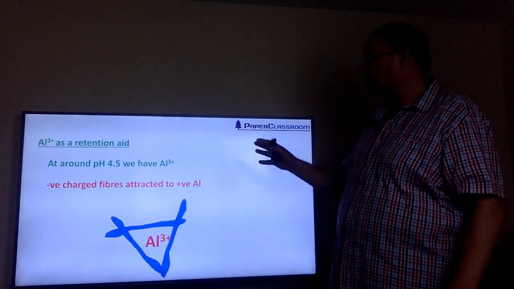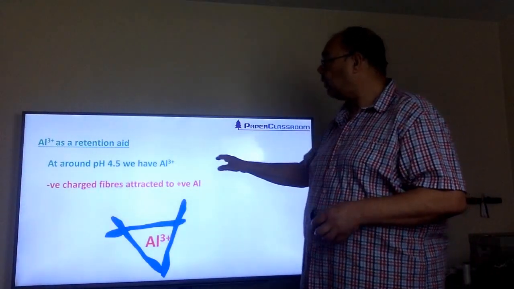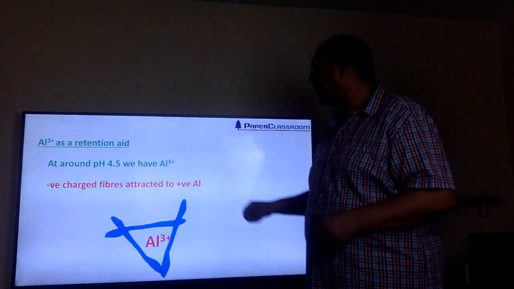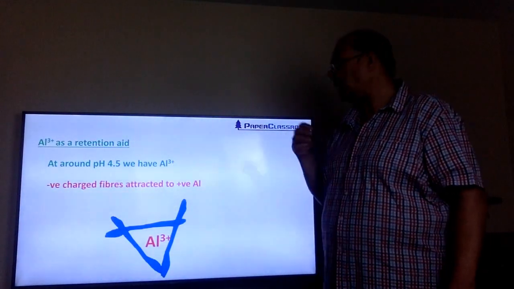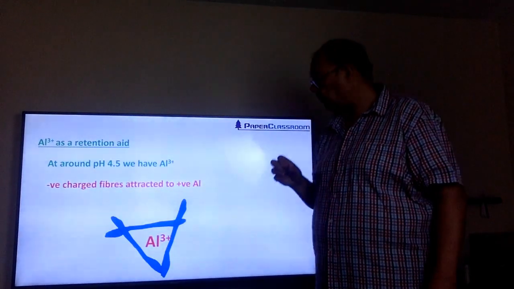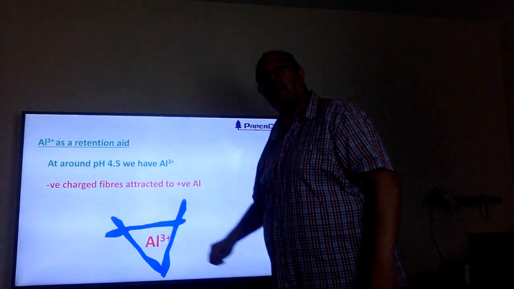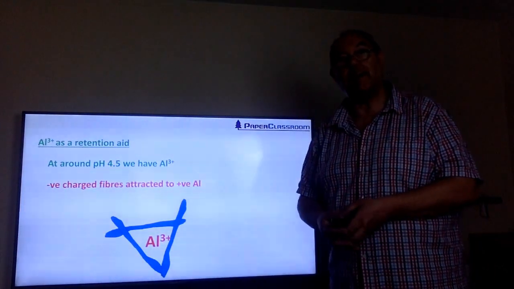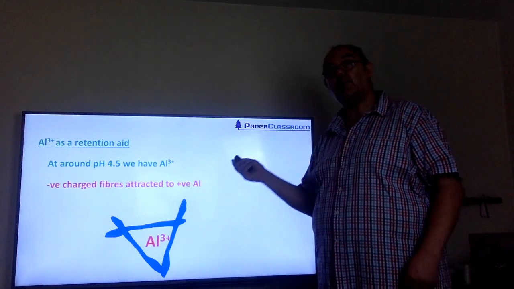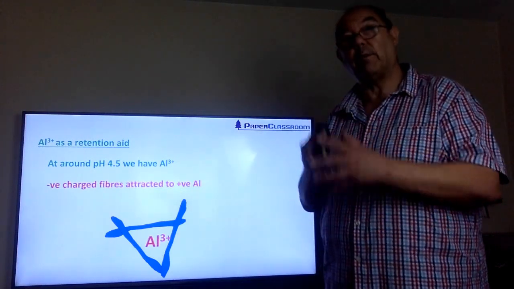We can throw in things like alum to improve formation, and at around pH 4.5, the aluminium exists as individual Al3+ ions. Existing as Al3+ ions, they will then attract negatively charged fibres, and so you'll get a flocculation effect, and that's one way to retain the fibre. And the more fibre you retain, the smaller the holes will be, and the more filler you retain.